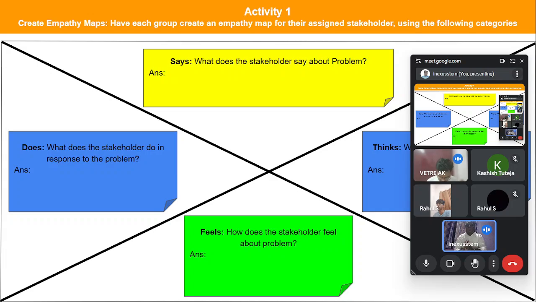Under says, what does the stakeholder say about the problem? What does the stakeholder think about the problem? What does the stakeholder feel about the problem? And what does the stakeholder do in response to that problem? Likewise, how will you fill this form? How will you work on that?